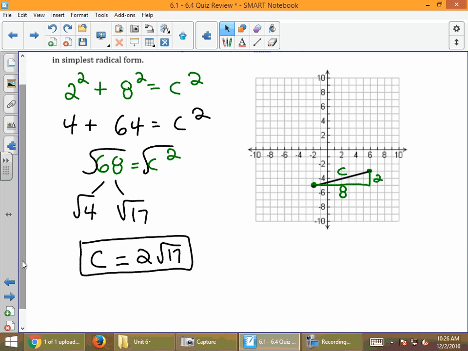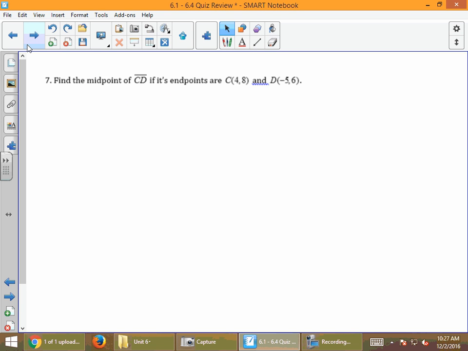That concept of midpoint. It's a point in the middle. What we talked about yesterday, we are trying to find the midpoint of the segment CD, which is a point directly in the middle. It has endpoints of 4, 8 and negative 5, 6. To find the midpoint, think you're finding the average. So you're finding the middle.